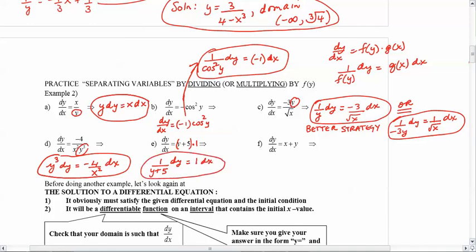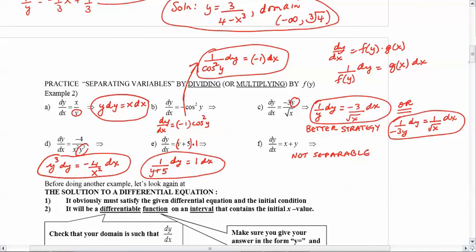The last problem is a trick problem. When you have x plus y you just can't separate these. You're really stuck, and this is not separable. And you won't be asked to do a problem like that.